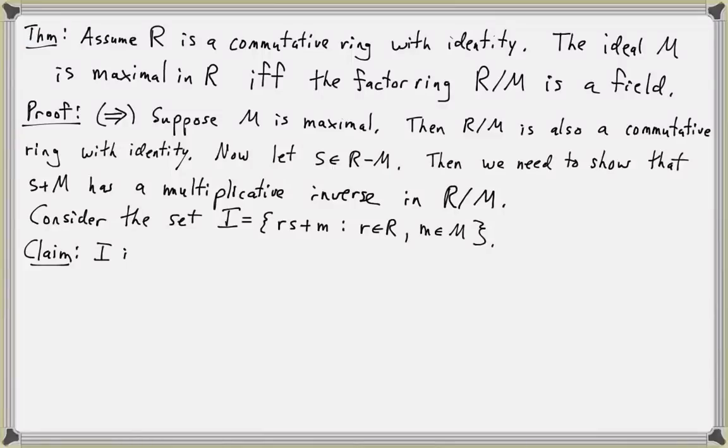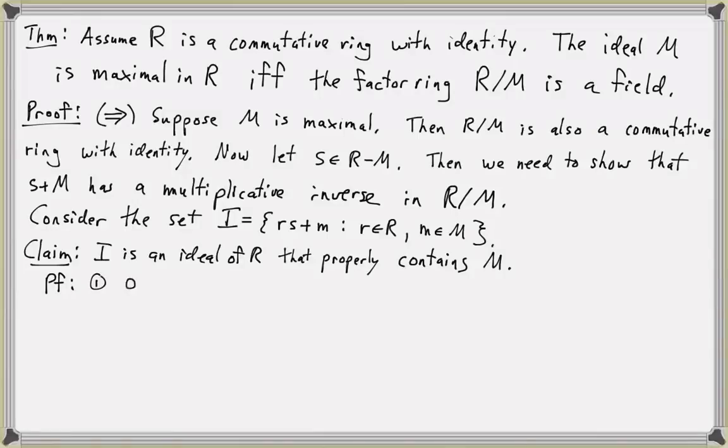So I is an ideal of R that properly contains M. So let's look at the proof of the claim. To show it's an ideal, we'll first show it's not empty. So 0 can be written as 0 times s plus 0, and so this is an element of I. So I is not empty.